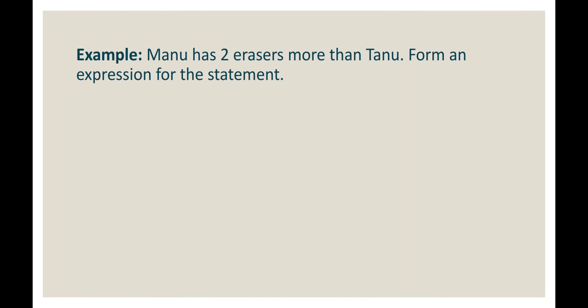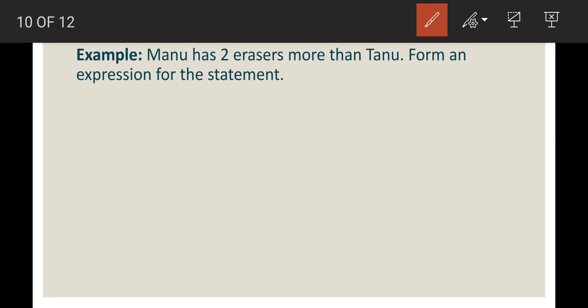Next one. Here is an example. Manu has 2 erasers more than Tanu. There are 2 friends, Manu and Tanu. So Manu has 2 erasers more than Tanu. We have to form an expression using this statement. We have to take the value of anyone, that is Manu or Tanu, as x or y, and represent the expression for that one.